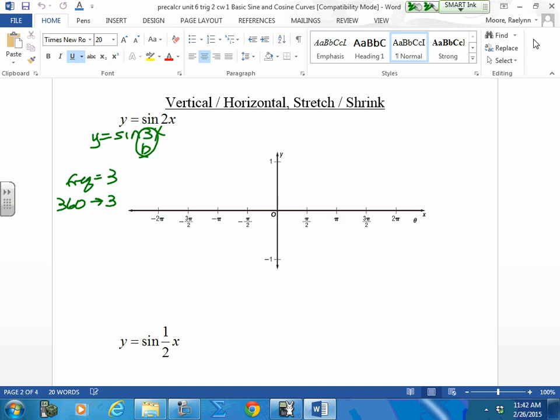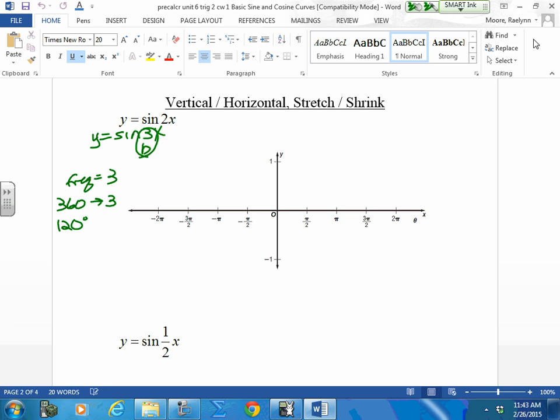How many equal sections? I need 3 of them in 360. I need 360 degrees. I need to put 3 of these things in 360. So divide 360 by 3. 120. It's going to take me 120 degrees to complete one. I got to go like this: 120, 240, 360. I need 3 of them.